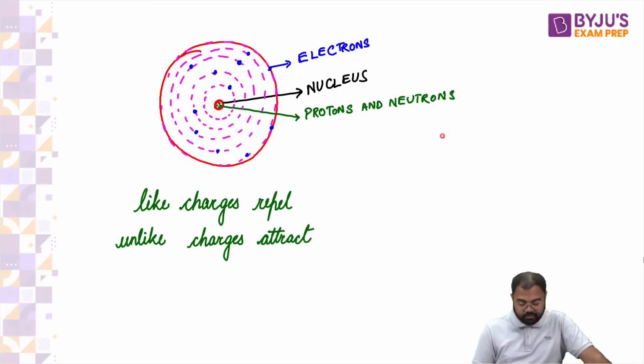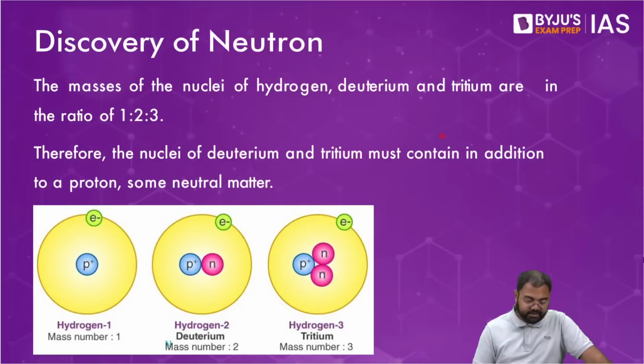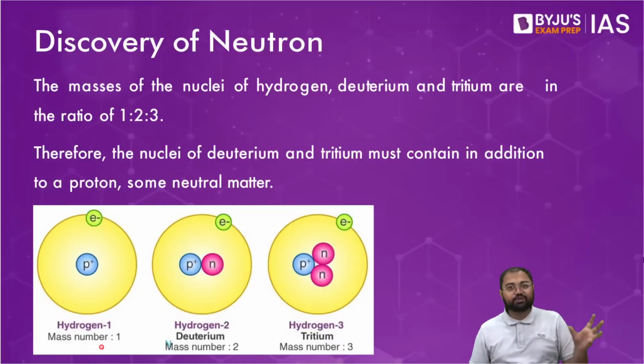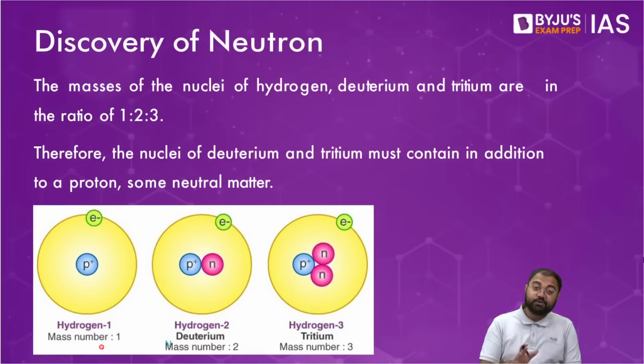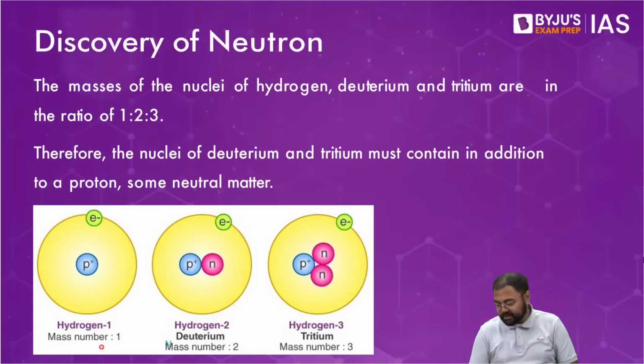Now overall, when we are looking at the structure of the atom, we knew about electrons way before we knew about protons, and we knew about protons before we knew about neutrons. First electrons were discovered, negatively charged particles, and they were named electrons. And then later on protons were discovered, positively charged particles, and they were named protons.